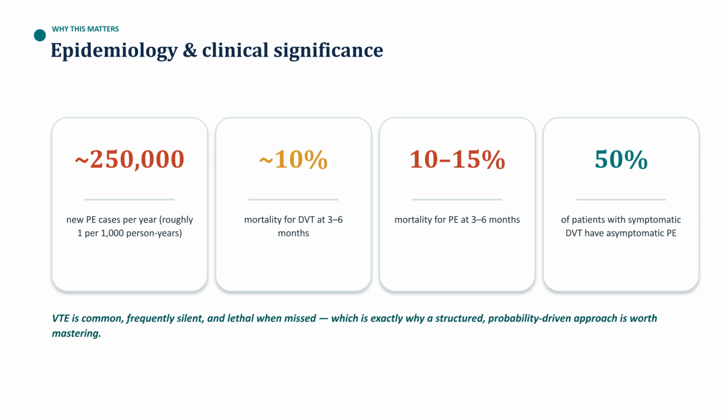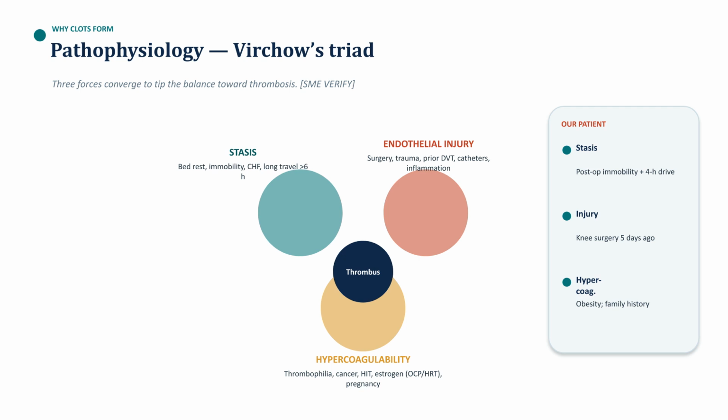The clinical significance of VTE cannot be overstated. It is common, frequently silent, and highly lethal if missed. Because up to 50% of symptomatic DVT patients have silent pulmonary emboli, a structured, probability-driven approach is vital for patient safety. Virchow's triad describes the 3 forces that lead to thrombus formation: stasis, endothelial injury, and hypercoagulability. Our patient demonstrates all 3, making her development of a blood clot a highly predictable yet preventable event.